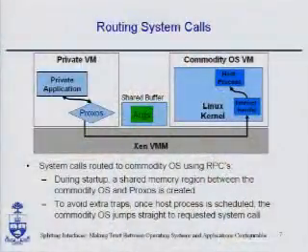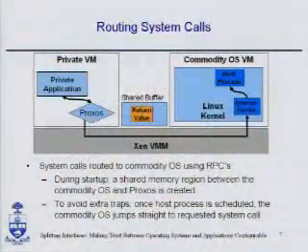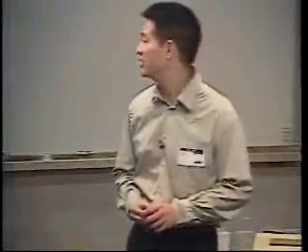So once the commodity OS knows which host process to start to handle the system call, it wakes up that host process. Normally the host process is sleeping when it's not being used to execute system calls. So it wakes it up, indicates that there is a system call waiting for it in the shared buffer, and tells it where the shared buffer is. The host process then executes the system call on behalf of the other side, puts the result into the shared buffer, and then sends a virtual interrupt back to the private VM. And then Proxos can consume those results and continue on.